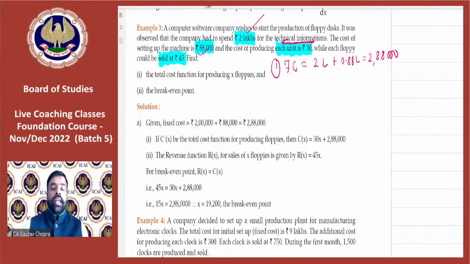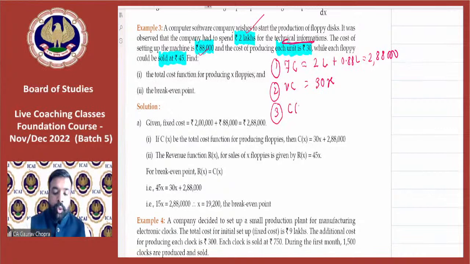2 lakh 88,000 is the fixed cost. Then we have to see the overall cost. So for that we require variable cost. If 30 rupees is the cost for 1 unit, then how much is the cost for X units? So it becomes 30x. Variable cost is 30x.